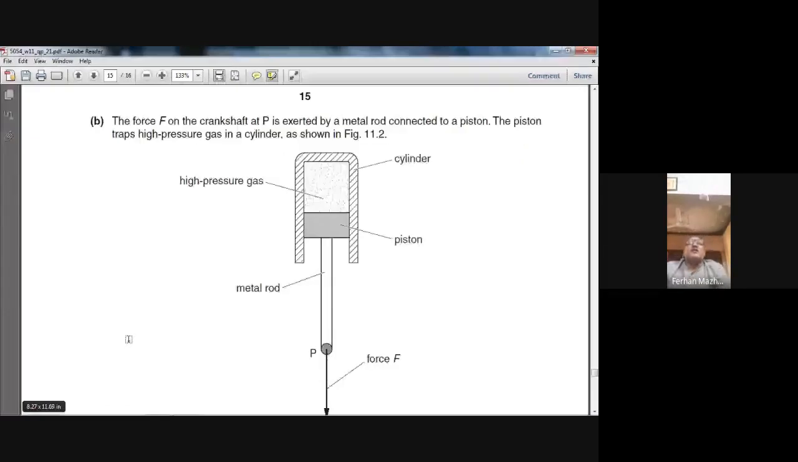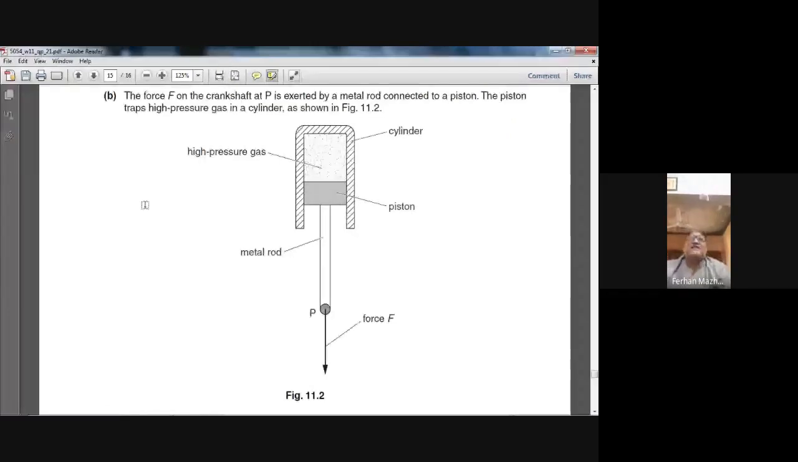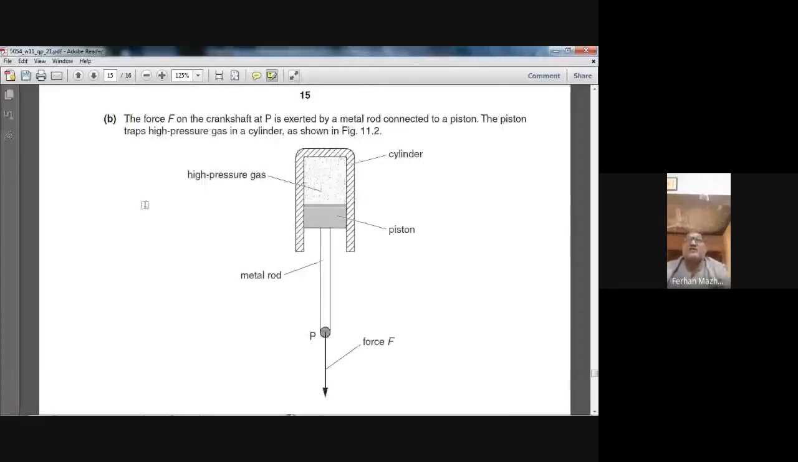Now, the force F on the crankshaft at the P is exerted by a metal rod connected to a piston. The piston traps high pressure gas in a cylinder. Here we will have fuel that will burn, and due to that, hot gases will be produced, so the gas pressure here is very high. The burning fuel will push this metal rod downward, and that is rotating the crankshaft. This happens in the engine.